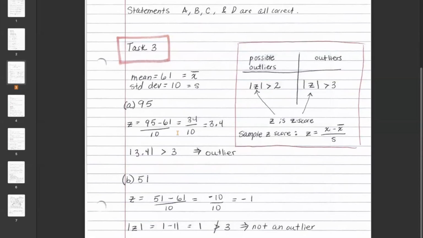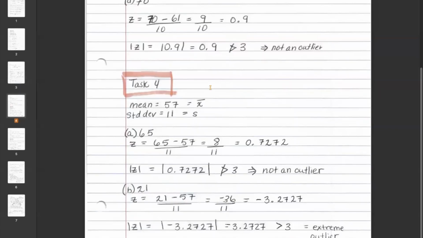Now B is 51, so let's calculate that z-score. 51 minus x bar, the mean, 61, divided by the sample standard deviation, which is 10. So 51 minus 61 is negative 10, divided by 10 is negative 1. But we want to take the absolute value and see if that's greater than 3. The absolute value of negative 1 is positive 1, and that's not greater than 3. So we do not have an outlier. 51 is not an outlier.